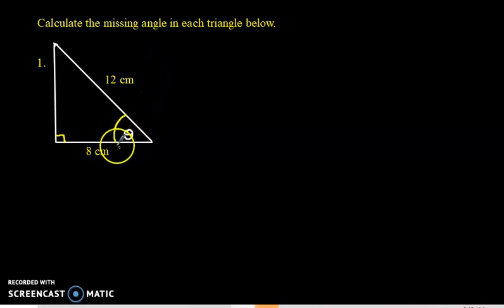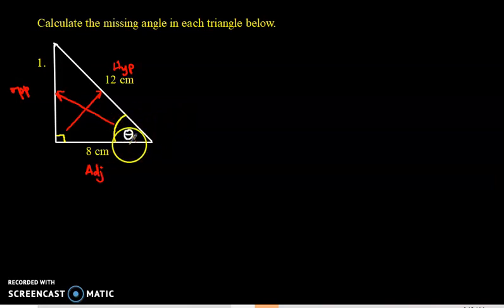In relation to where the angle is positioned, the first thing you would do is label the sides of the triangle. The side that has the 12 centimeters is the hypotenuse. The side opposite to theta is called the opposite, and the remaining side is the adjacent, ADJ.